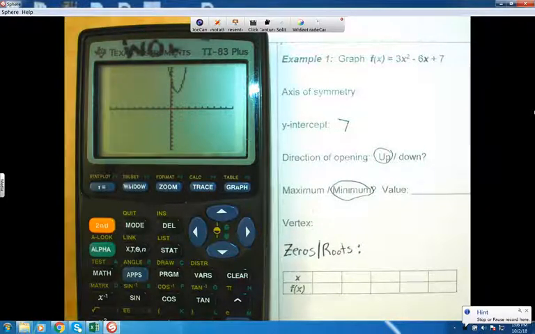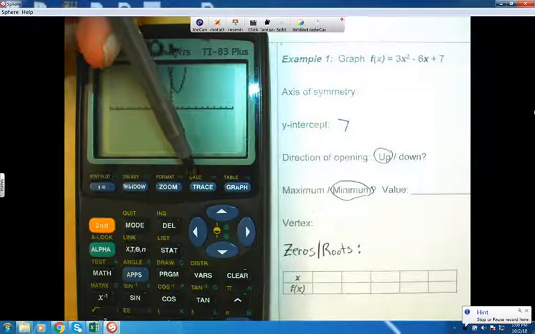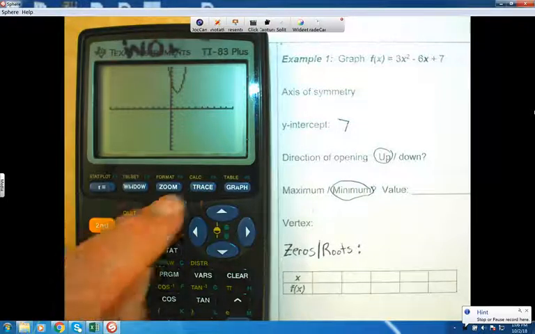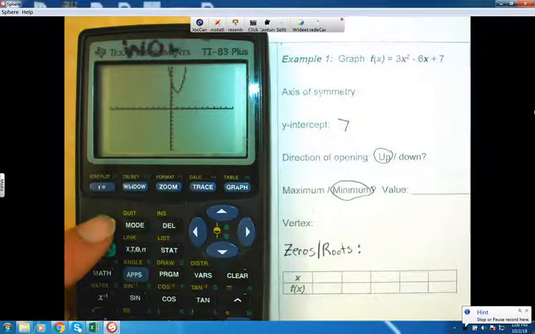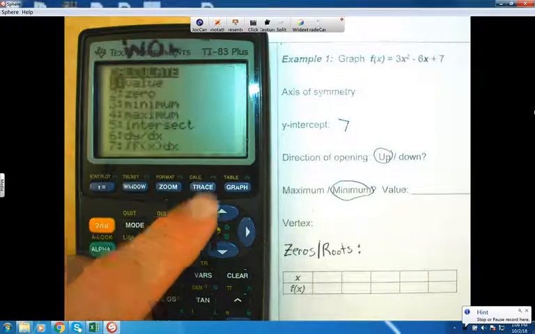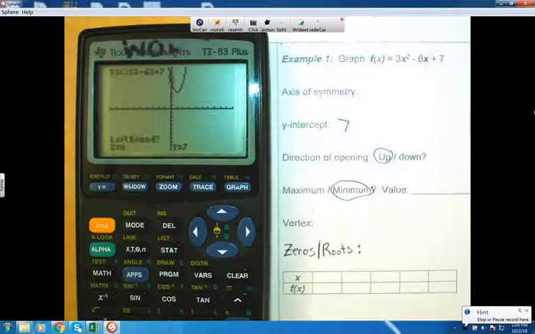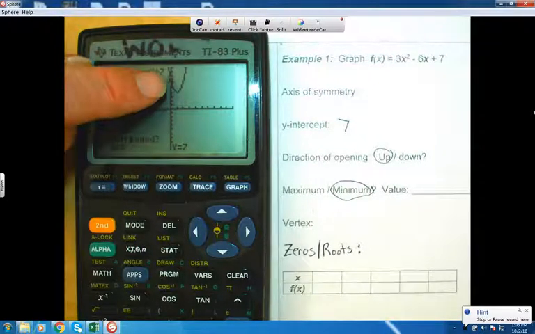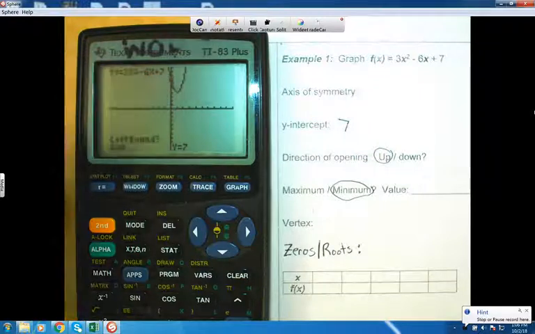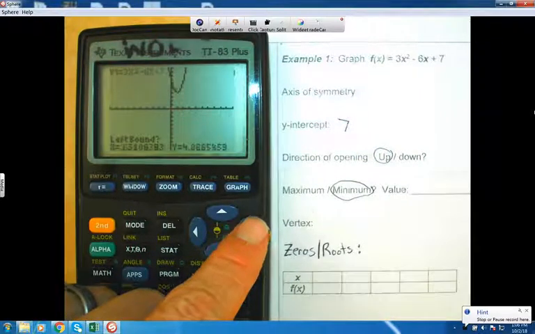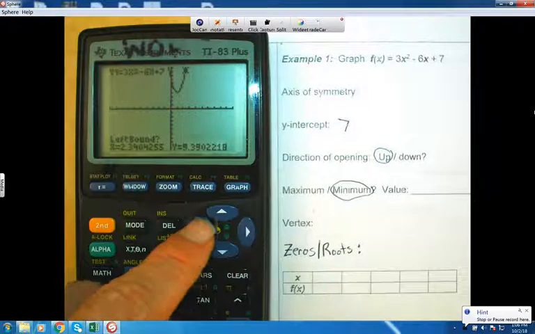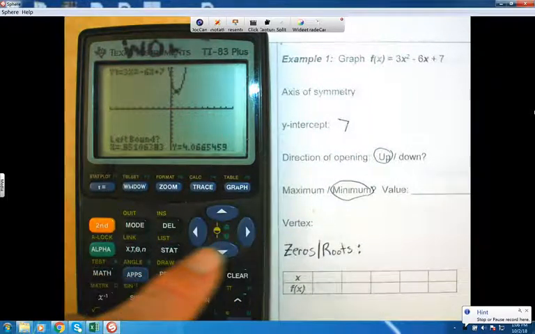To do that, you use the calculate key right there where it says calculate. Because it's up top, we have to hit the second button first. So second, we want to calculate, and I'm going to go down to minimum. Let's take a look here. First of all, there's this blinking cursor right here. If you use your right and left arrows, you see how I can move that around? Don't use your up and down arrows. Only use the left and right.